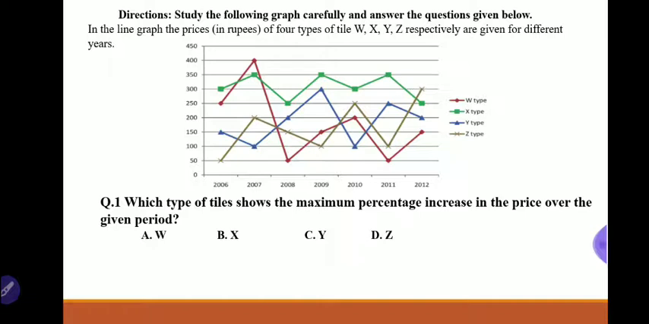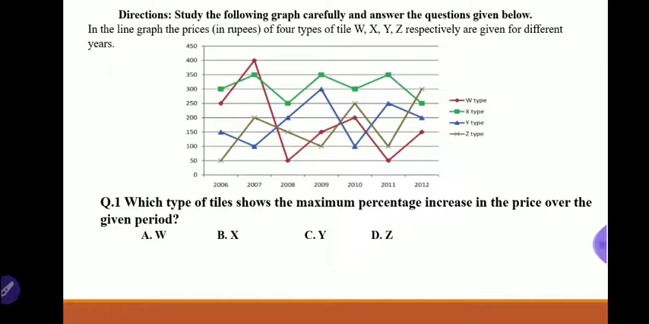Which type of tiles shows the maximum percentage increase in the price over the given period? So here also you have to find out which type has the maximum percentage increase in the price over the given period. You have to consider the initial value and the final value of each type, and find out which tile has the maximum percentage increase in price.